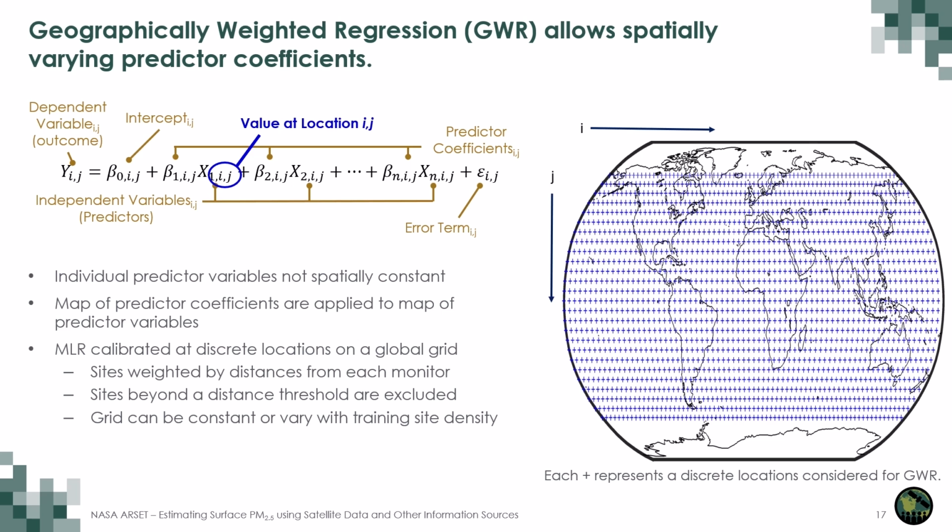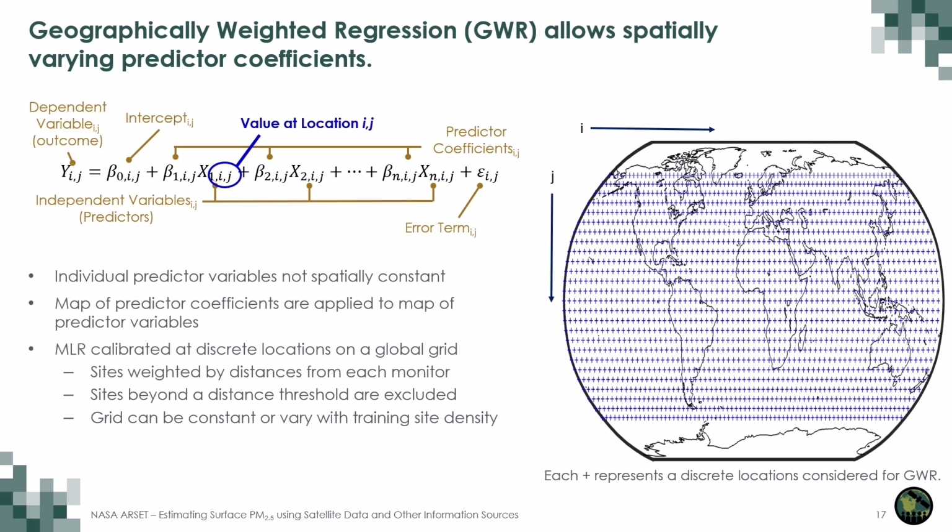For some systems, these beta predictor coefficients are a universal truth. That is, they don't change in space or time. But for our particular application, estimating the bias in geophysical PM2.5, this is unlikely to be the case. As a result, an extension of multiple linear regression called geographically weighted regression, or GWR, is recommended. In effect, GWR allows the predictor coefficients from MLR to vary in space.